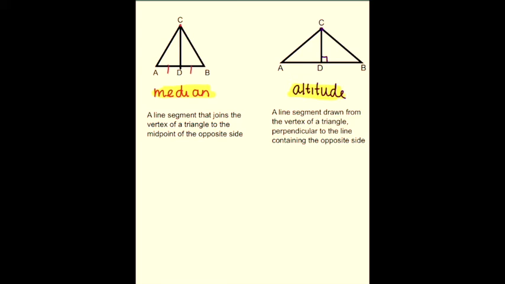So a median is a line segment that starts from the vertex of a triangle and it goes through the midpoint to the opposite side. So what we mean by that is that this line is the median of this triangle. This line is CD. D is the midpoint. And midpoints are important because midpoints divide a line segment into two congruent pieces.